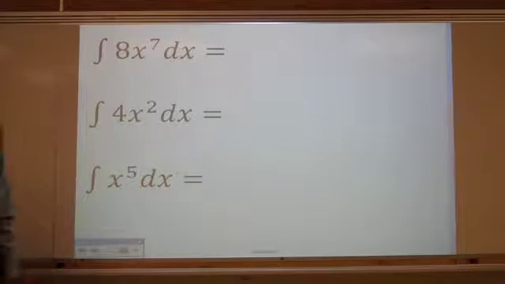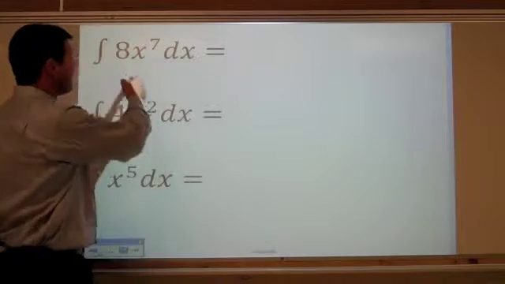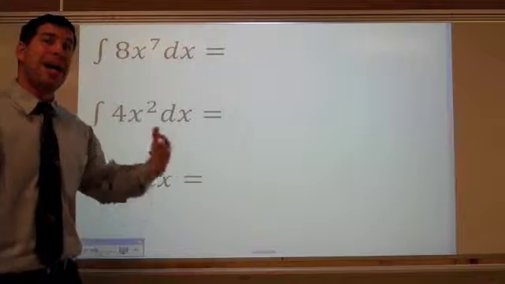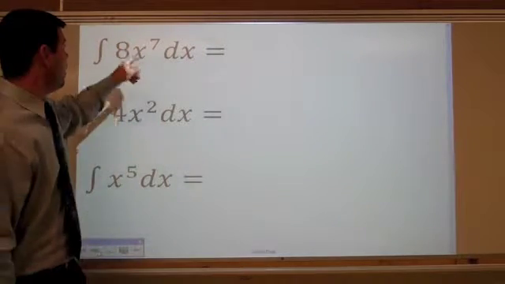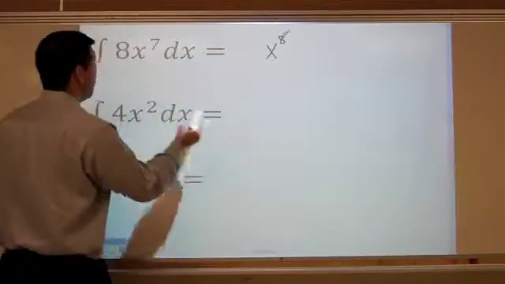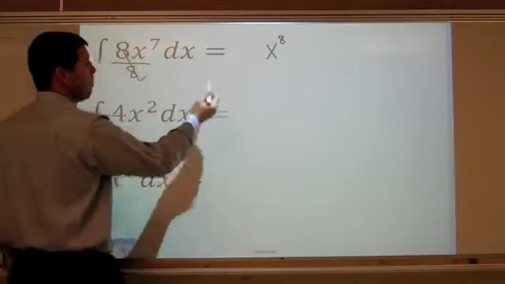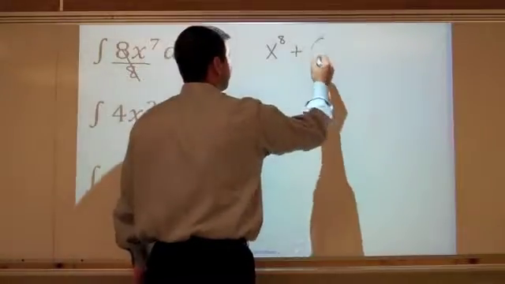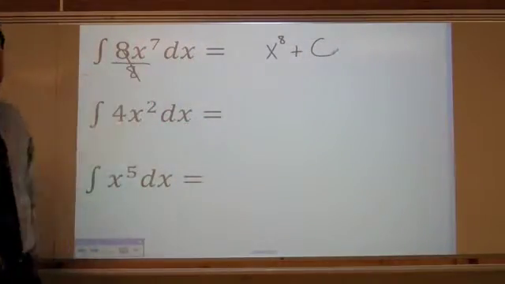We're going to walk through a couple of them here, so you see what it looks like. I have 8x to the 7th. I want the integral of 8x to the 7th with respect to x. I want to antiderive this. So I'm going to add 1 to this power, so it becomes x to the 8th. I want to divide the whole thing by the new power. 8 over 8 goes, so I'm left with x to the 8th. Then don't forget, add your c, plus c. So there's your antiderivative of 8x to the 7th with respect to x.